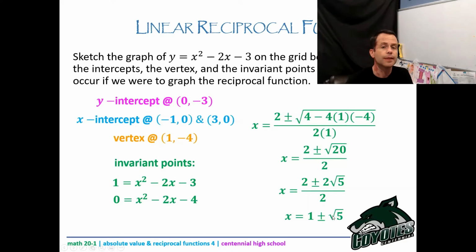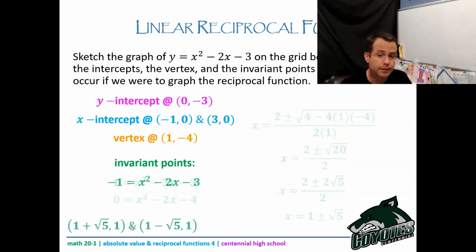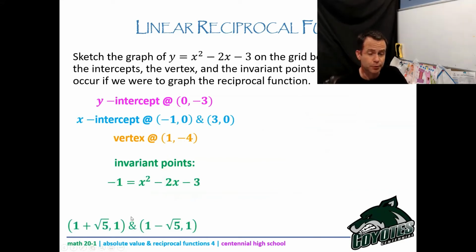Now, that gives me 2 invariant points with a y value of 1. Remember, I plugged 1 into the y value and I was solving for x, okay? So the 2 points I have right now are 1 plus root 5, comma 1, and 1 minus root 5, comma 1, okay? But now I can also get invariant points by plugging -1 in for y. So now I need to do that and solve for x, okay? So I just wrote the first 2 that I had down here so I wouldn't forget them.